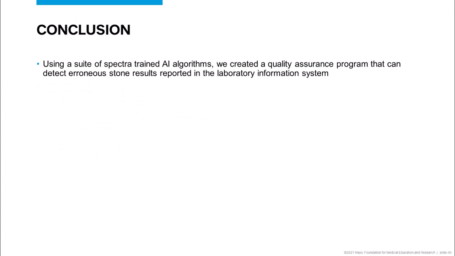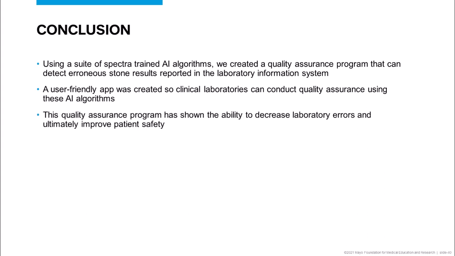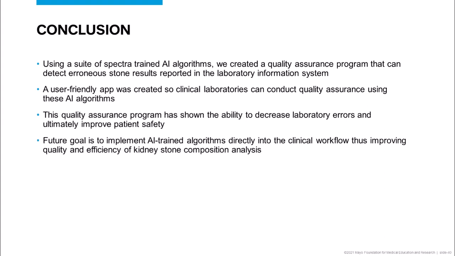So in conclusion, by using a suite of AI-trained algorithms, we have created a quality assurance program that can detect incorrect stone results in our LIS. We have created a user-friendly app that clinical laboratories can use to conduct quality assurance using these algorithms. But most importantly, we have shown that these algorithms are decreasing the number of incorrect results that ultimately end up in our electronic medical record, which should improve patient safety and quality. Finally, we're not stopping there. We hope to actively incorporate these algorithms directly into our clinical workflows in order to improve accuracy, improve staff workflows, and improve laboratory efficiency.